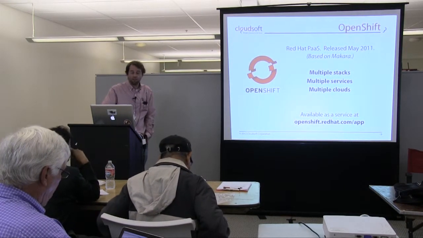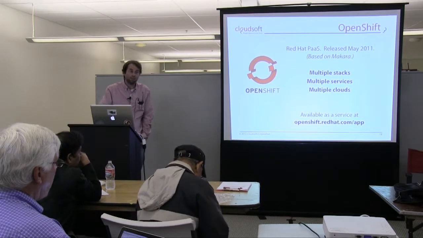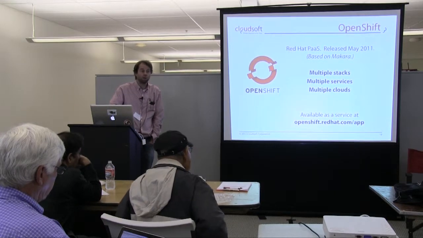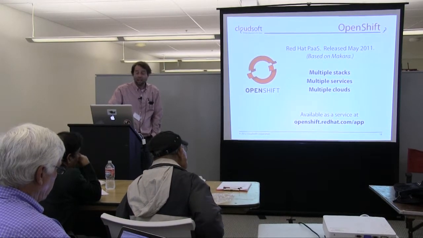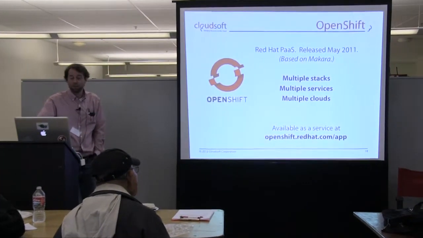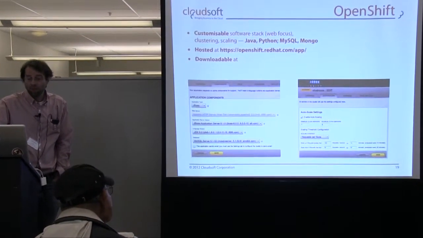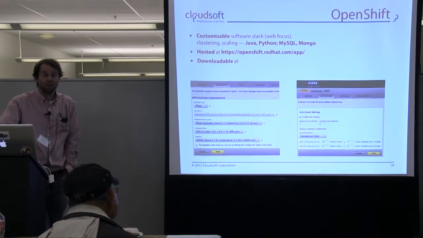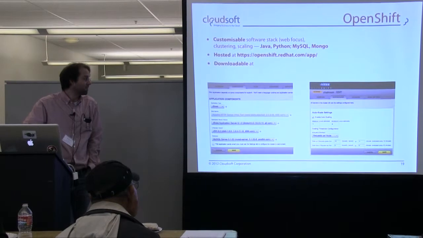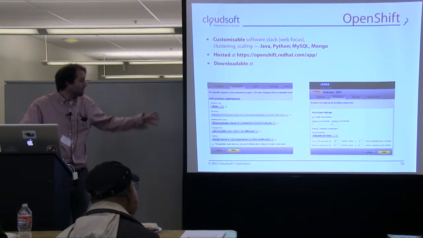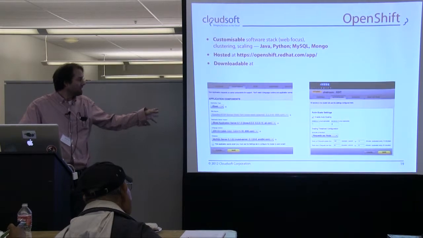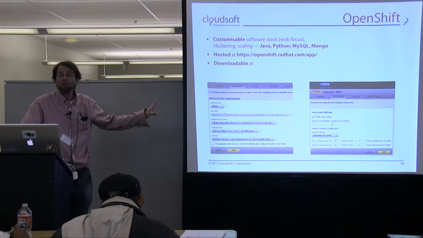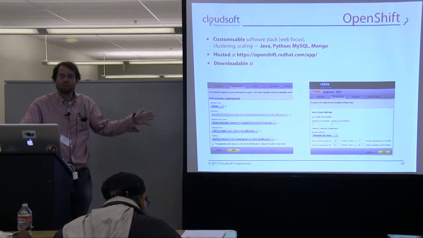So OpenShift is the Red Hat platform as a service that was announced about the same time. It builds heavily on Makara, which was around for several years before then. And again, it supports multiple stacks, multiple services, multiple clouds. For anyone from OpenShift, I apologize, I know you've had a rebrand. I've not done a rescreen grab, so forgive some of the out-of-date branding. But in the web app, you can configure quite a sophisticated set of stacks. You're still limited to the choices on offer, as in Cloud Foundry.